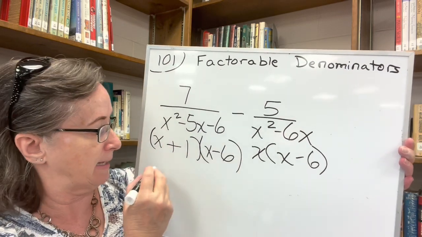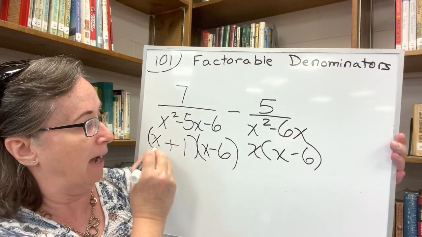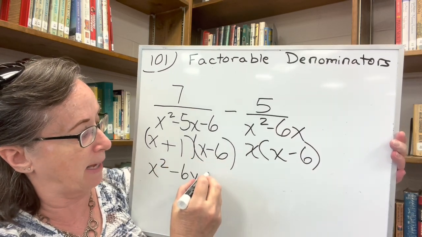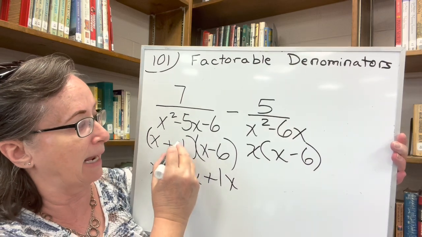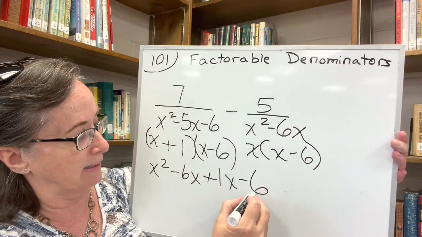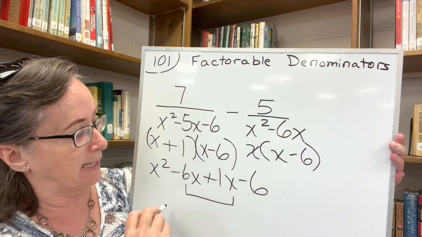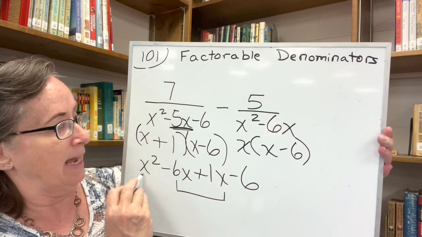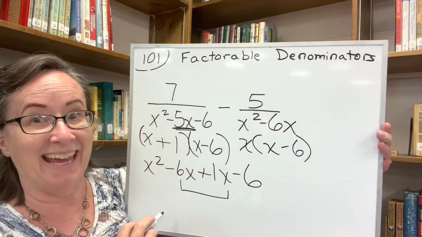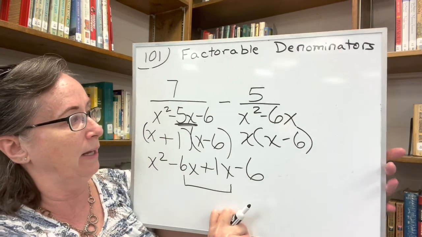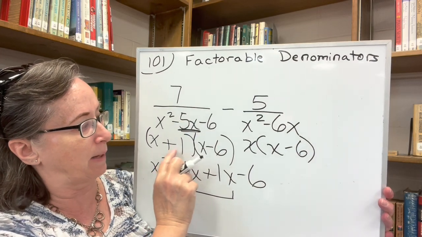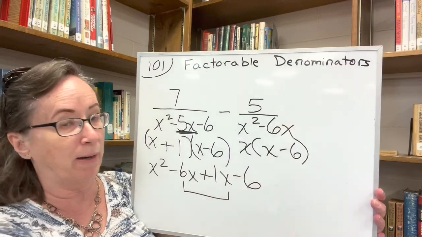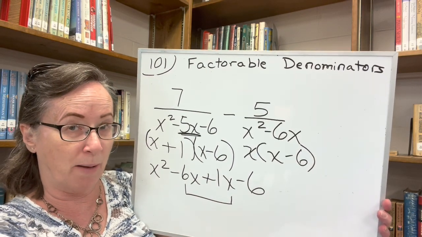So first is x times x, which is x squared. Outside is negative 6x. Inside is positive 1x. And last is negative 6. Okay, so this negative 6x plus the 1x does give us the negative 5x, x squared minus 6, and we have it. So this factors as x plus 1 times x minus 6, and this factors as x times x minus 6. Now we have a little problem.